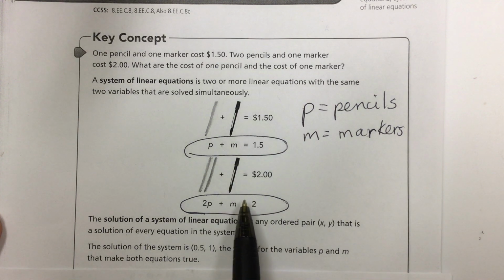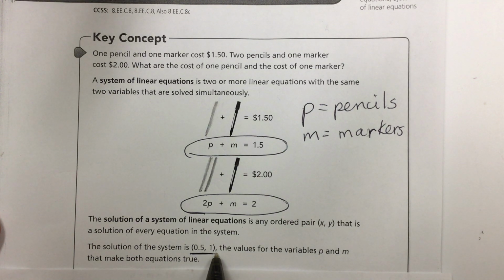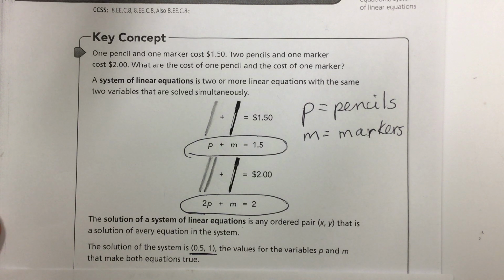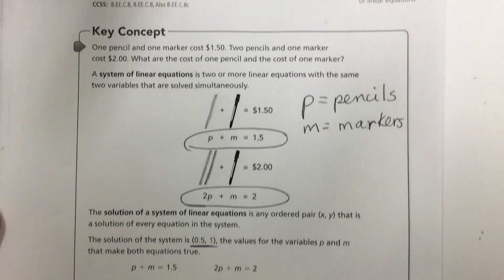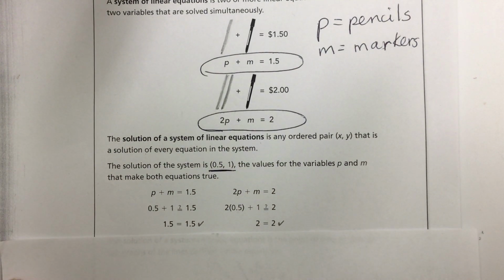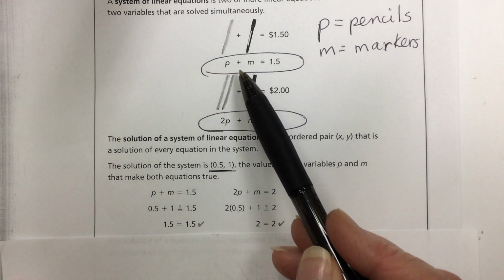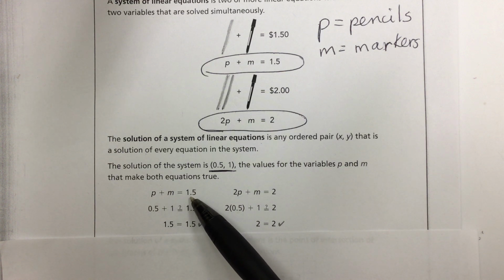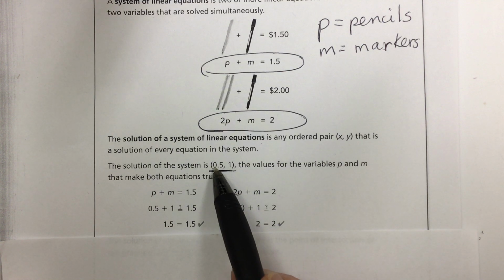So, if we were to solve this, the solution of the system is 0.5, comma 1, the value for the variables p and m that makes both equations true. So this is a point. This is where the two lines meet. So this is the solution of the system. Now, the way you check to see that this is a solution of the system, you take the two equations, p plus m equals 1.5, and you take the other equation, 2p plus m equals 2, and you plug these in.